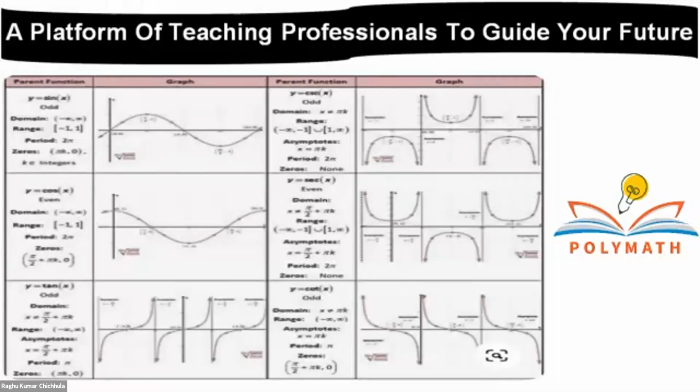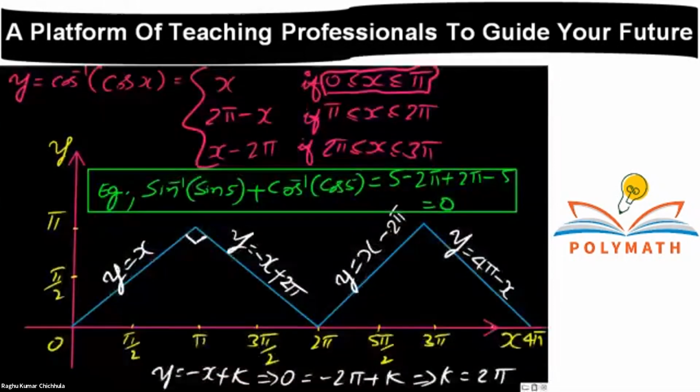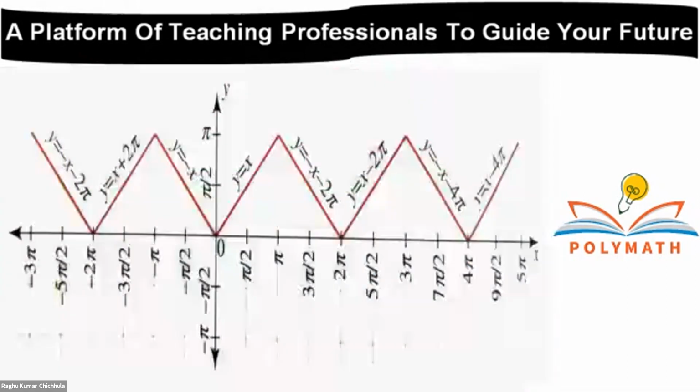In continuation to the previous class, we were working out the problems in basic trigonometry, and we have seen some problems on the allied angles, and we have seen some problems on the identities, and some standard results also.